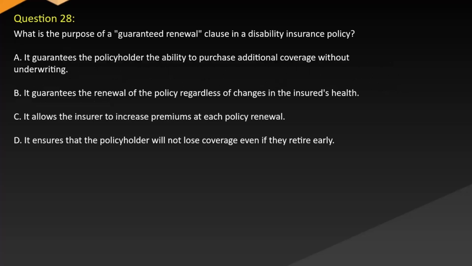Question 20. What is the purpose of a guaranteed renewal clause in a disability insurance policy? A. It guarantees the policyholder the ability to purchase additional coverage without underwriting. B. It guarantees the renewal of the policy regardless of changes in the insured's health. C. It allows the insurer to increase premiums at each policy renewal. D. It ensures that the policyholder will not lose coverage even if they retire early.